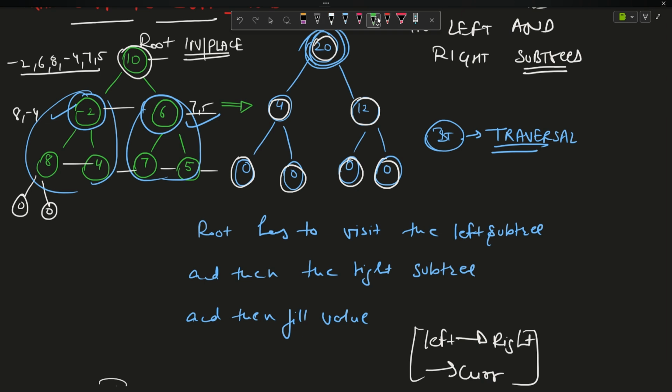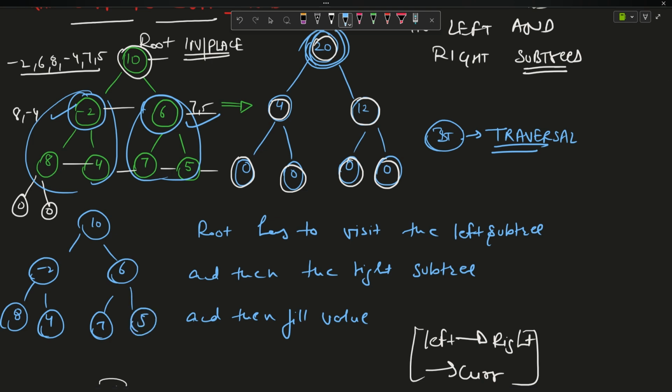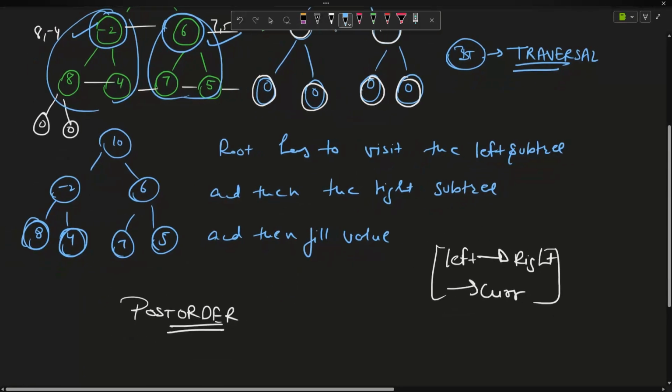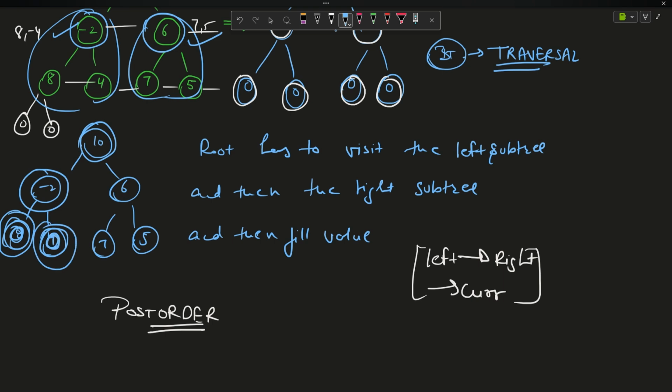But if I try to do something like that, I have 10 here, minus 2 here, 6 here, 8 here, 4 here, 7 here, 5 here. If I see left, right, root, I also want the values of 8 and 4. So what can I do? If my call is for 10, I will go to minus 2 because the left has to be explored first. From minus 2, I will go to 8. Now 8 will see that both its left and right are null, so 8 will convert to 0, no problem. Then it will go to 4, and 4 will also convert to 0, no problem.